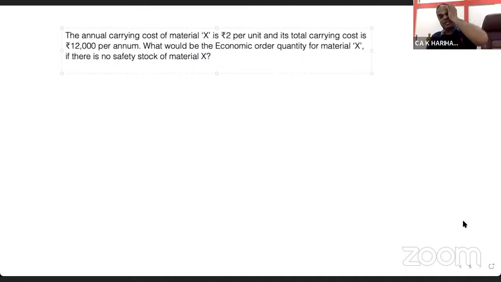So total carrying cost is equal to half of the order size into carrying cost per unit per annum.